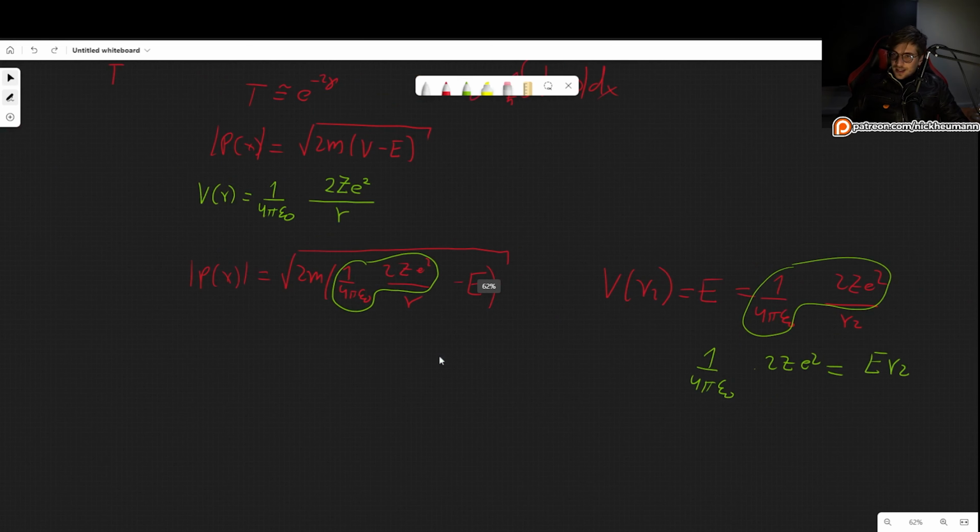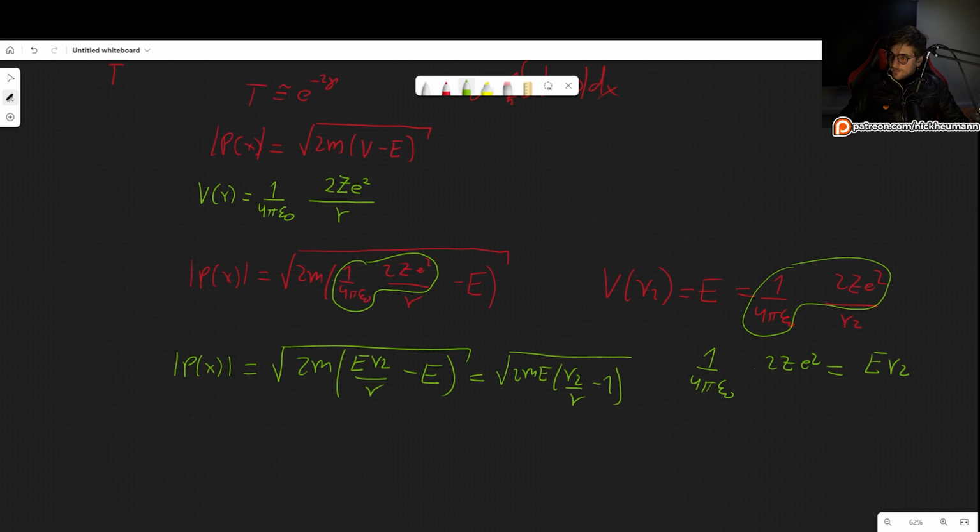So let's plug that, there we go. Let's plug that into our formula for the momentum. So momentum is equal to the square root of 2m. And now instead of all of this, we get e r2 divided by r. And now we can easily factor out the square root of 2me times r2 over r minus 1. So there we go, that is the momentum.